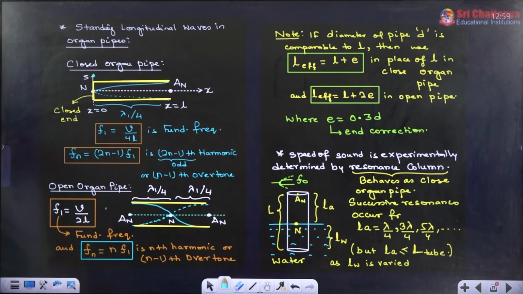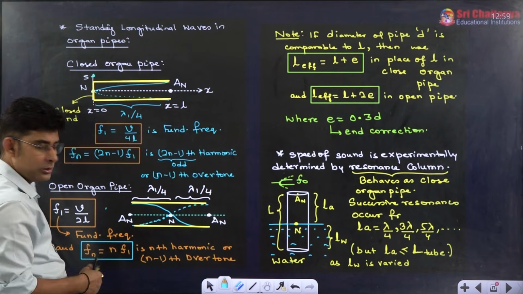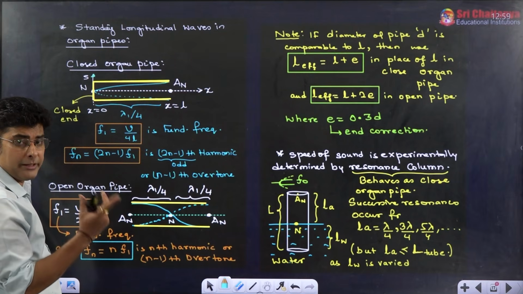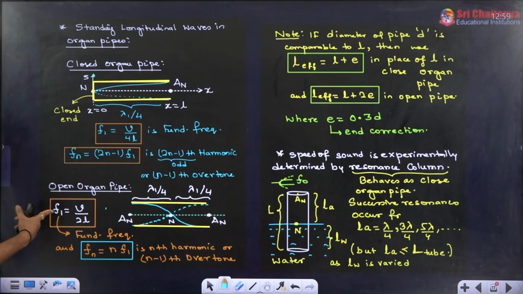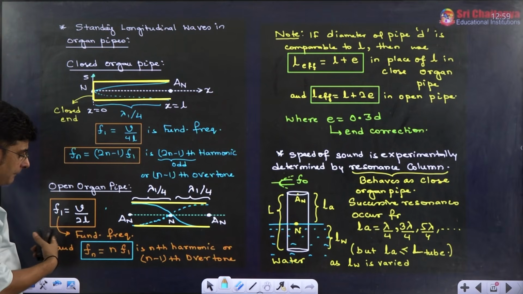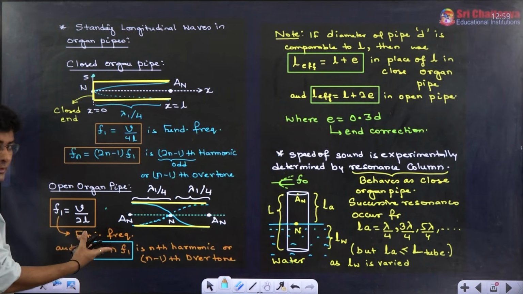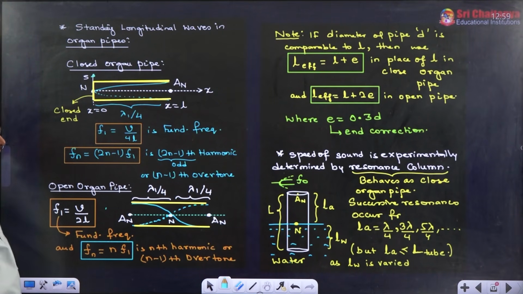If we have an open organ pipe, which is open at both ends, the ends are always antinodes, with a node in the middle. So the fundamental form will be this one: antinode, antinode, middle node. This is lambda by 4, this is lambda by 4. Total will become lambda by 2. Lambda by 2 is L. So lambda will be 2L, and frequency will be V by 2L. This is the fundamental frequency. In closed organ pipe it is V by 4L, here V by 2L. In this, all the frequencies are present. So the nth frequency is n times F1, with overtone n minus 1 and frequency the nth harmonic.